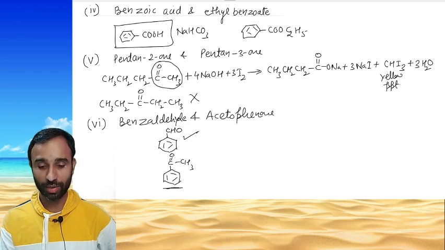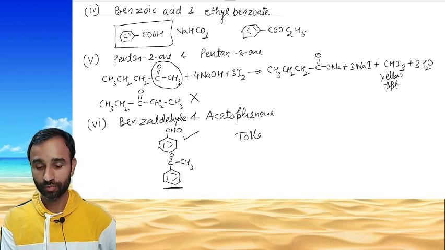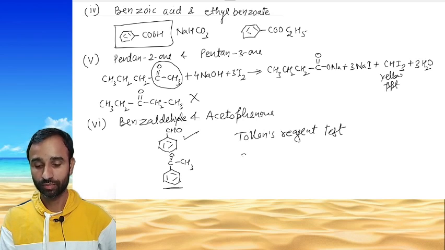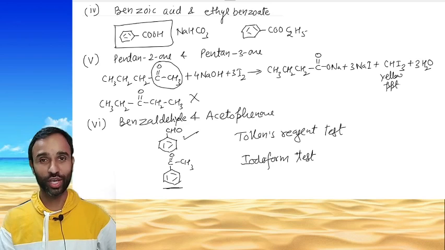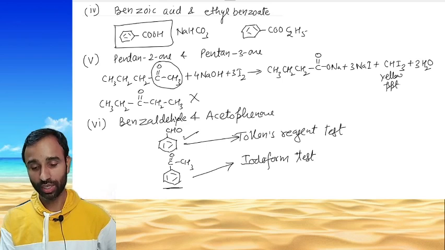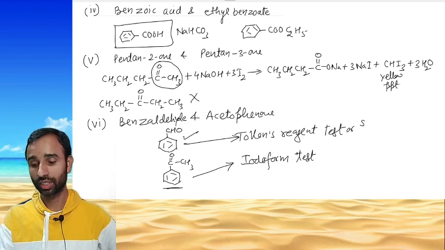So by any method, either use the Tollens reagent test, which is also called the silver mirror test, or the iodoform test. Both can be used. The iodoform test is given by acetophenone and the Tollens reagent test by benzaldehyde, which we also call the silver mirror test.